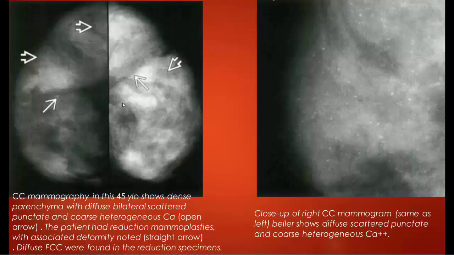Patient has reduction mammoplasty. Pathology proved diffuse fibrocystic change in reduction specimen. Close up of this right craniocaudal shows diffuse scattered punctate and coarse heterogeneous calcification.